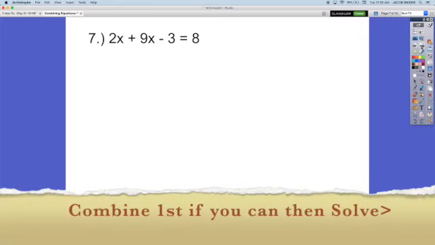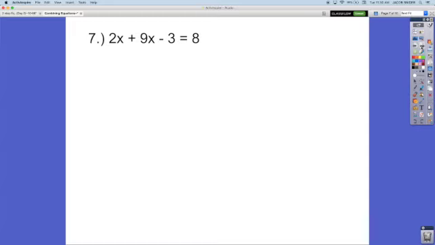Okay. So now the thing that's going to step up these equations, I'm going to have to combine, and then I'm going to have to solve. So copy that down for me. 2x plus 9x minus 3 equals 8.